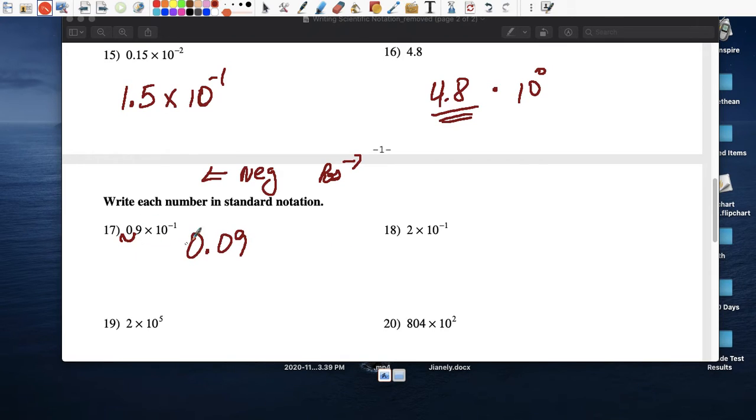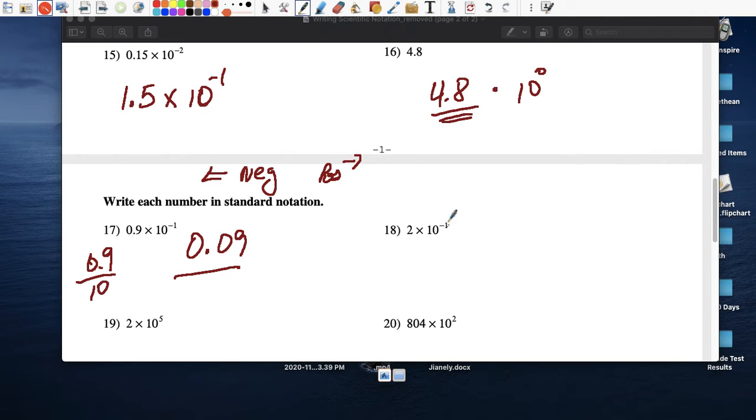And just to double check here, if you multiply 0.9 times 10 to the negative 1 power, it's going to be 0.9 divided by 10. And if you go on the calculator, 0.9 divided by 10 equals 0.09. Okay, so I'm correct. Oof, sorry about that.